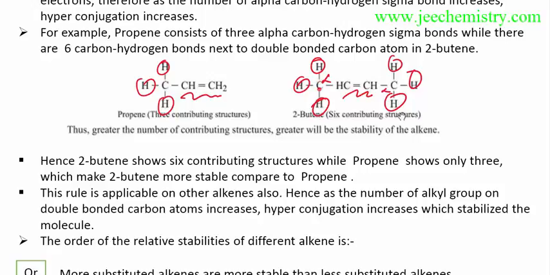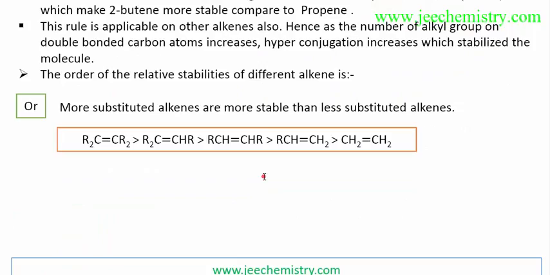The carbon also has hydrogens. This has 3 hydrogens, this has 6 hydrogens. So this has more hyperconjugating structures. As the hyperconjugating structures increase, the stability of the unsaturated compound increases. So whatever I have already written, it is the same thing.